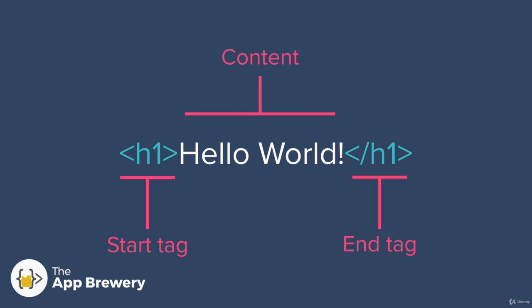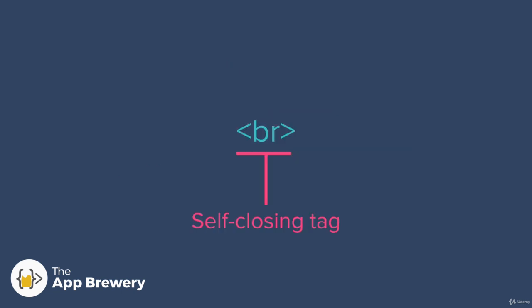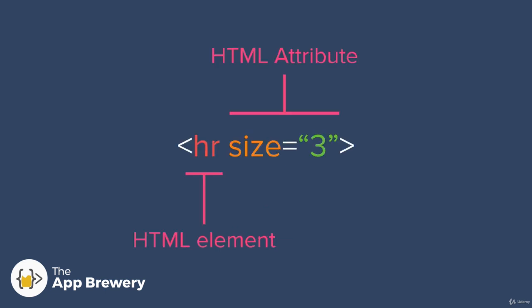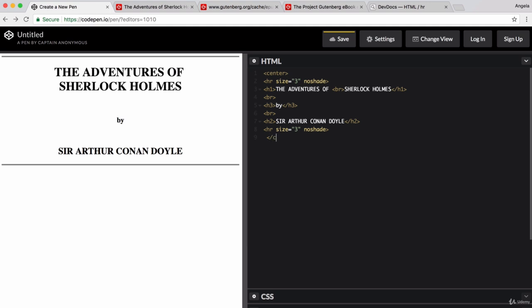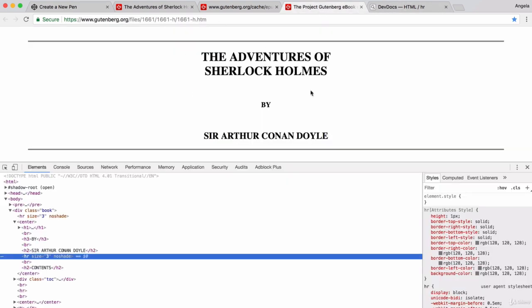So now we've seen HTML elements that require an opening tag as well as a closing tag. We've also seen HTML elements that have a self-closing tag. And finally, we've seen that HTML elements can also have an attribute where you can specify modifications to the default element. Now, all we need is just to add one final tag called center to our HTML file, and we would have now faithfully copied what this website looks like.